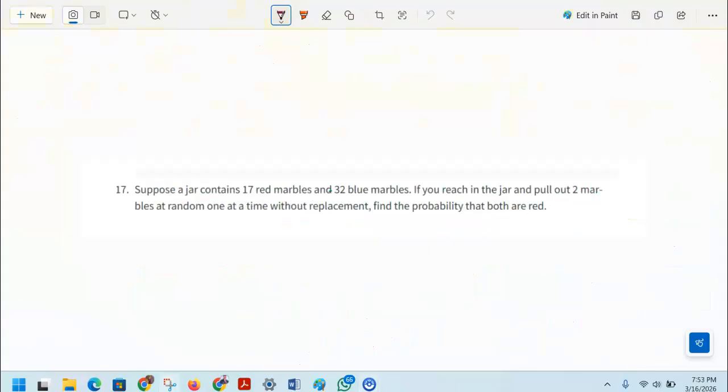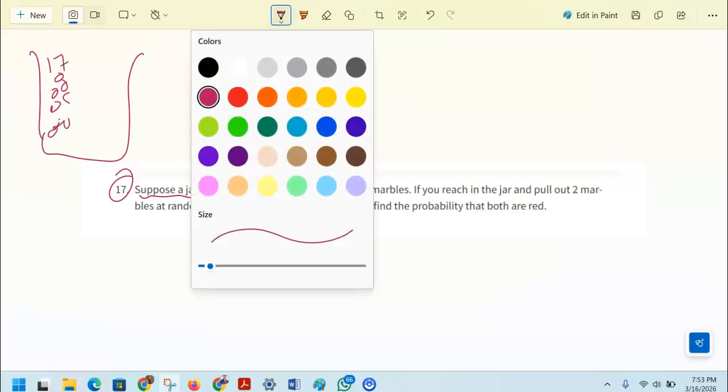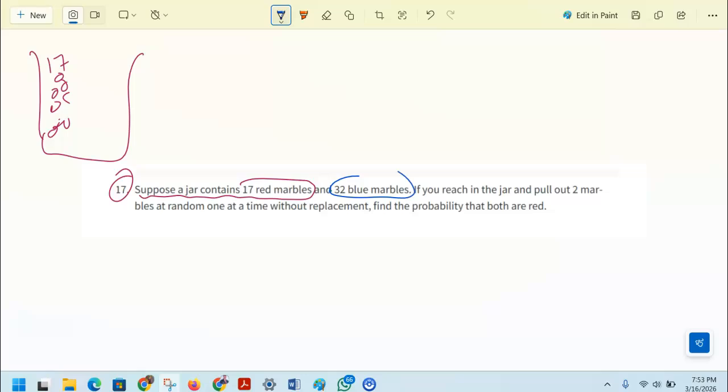Okay, question number 17 says, suppose a jar contains 17 red. That means this is the jar. Okay. And there are 17 red here like this. So these are all 17 red. And there are 32 blue. So these are all 32 blue like this. All these are 32. And then you pull out two marbles without replacement.